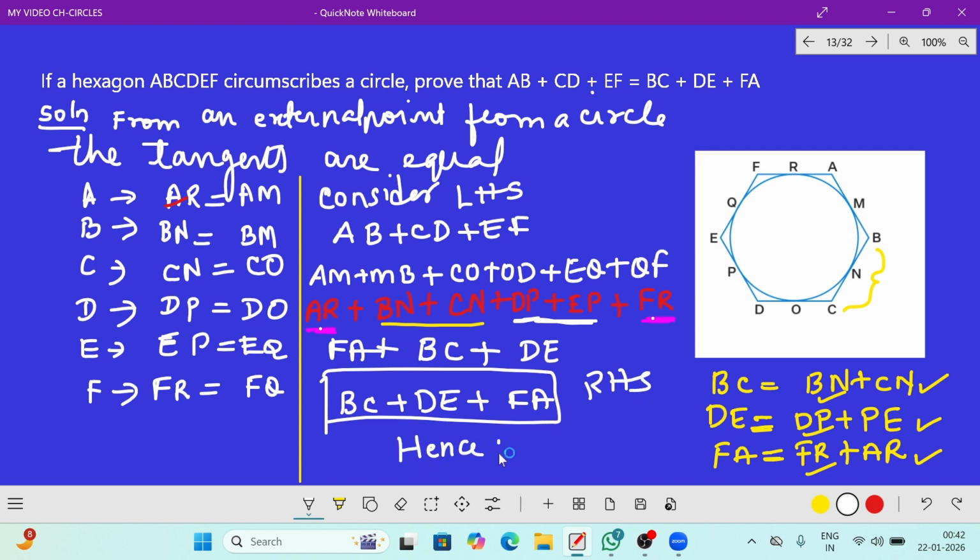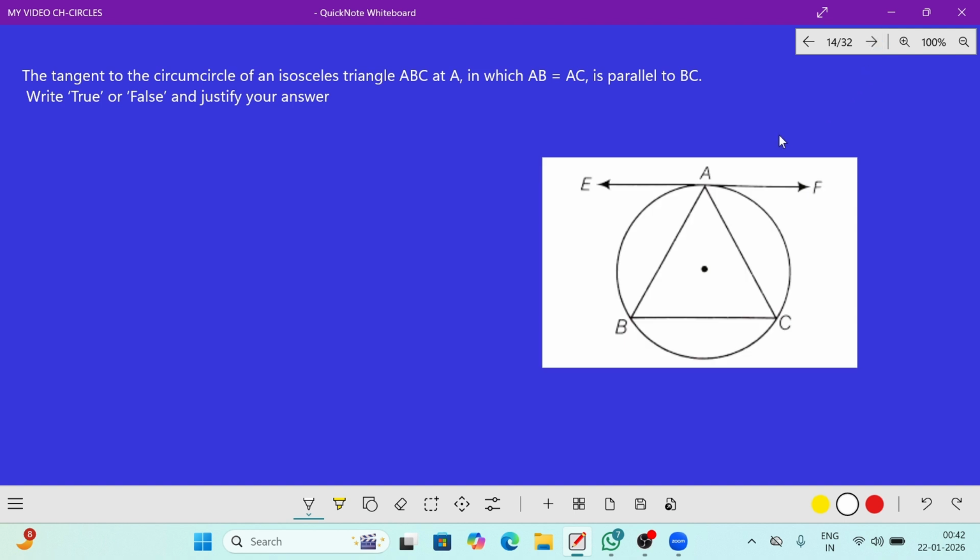Hence, proved. Okay, so this is the way you have to start the solution and end it up. Let us go to the next question.